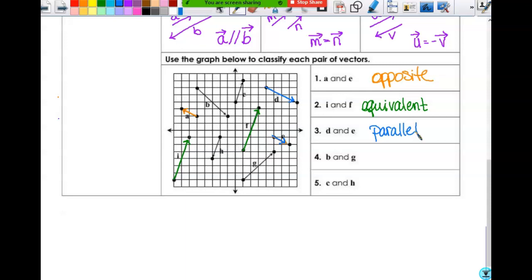All right, so then let's look at B and G. Here's B. Here's G. Are they going in the same direction? Nope. Are they going in opposite directions? Nope. They're going in different directions, but not opposite directions, right? In order to be any of those three, they have to be the same or opposite, and it's none of those, so it's just none.